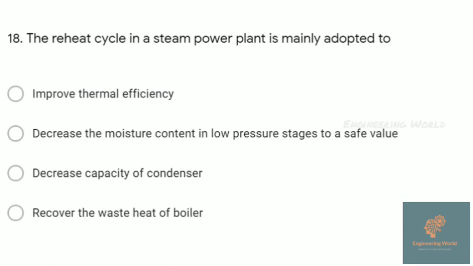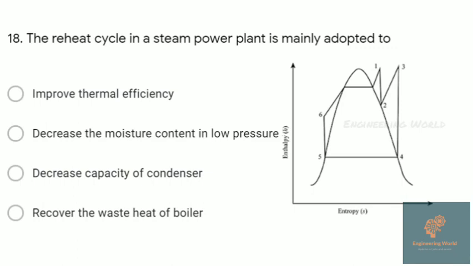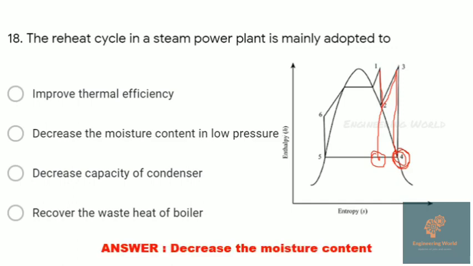Then the next question. A reheat cycle in a steam power plant is mainly adopted to. I will show, this is a reheat cycle. If there is no reheating, then from 1 to 2 it will directly go to this point, but due to reheat it goes to this, that is, moisture content decreases. So the correct answer is decrease the moisture content.